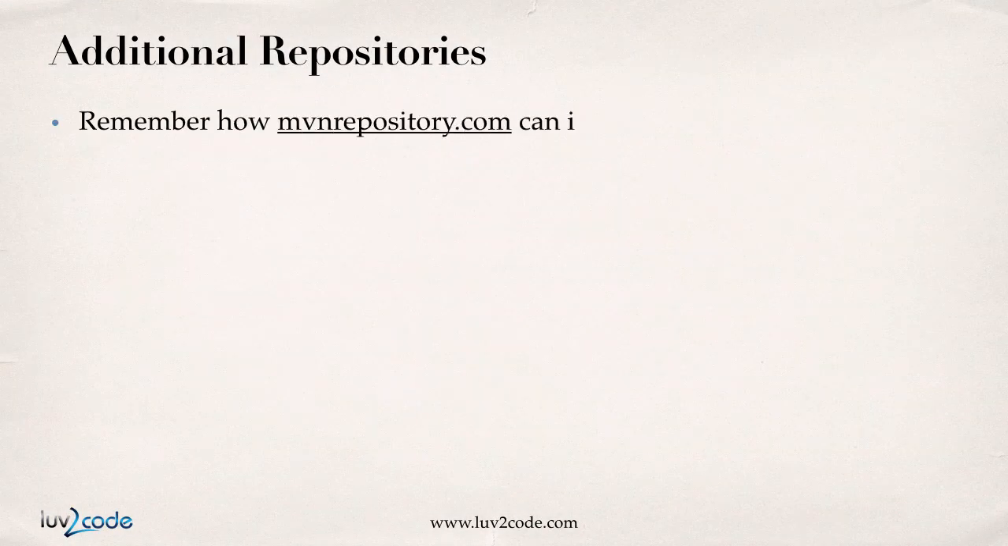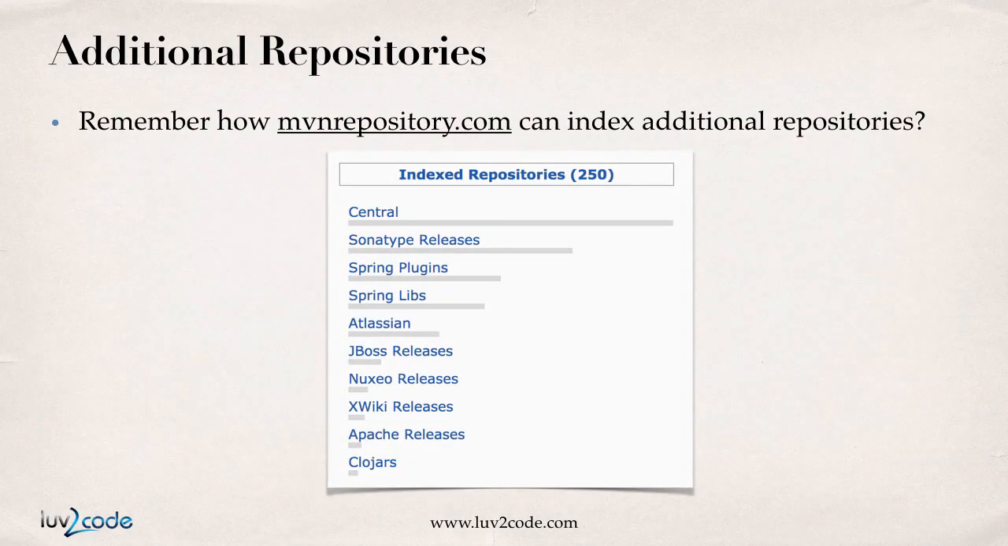And if you remember how mavenrepository.com said that it can index additional repositories, it gave us a list. So at the top was the central repository, and then they had a list of additional repos here, a total of 250 to be exact. And those are out there. And so then the question is, how can we hook into those additional repositories and see what's out there?